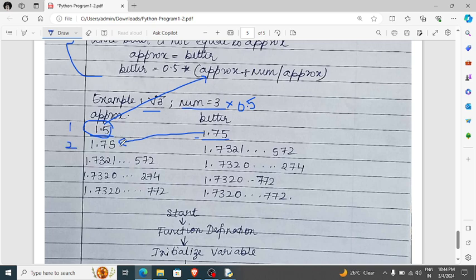Now approximate is 1.75. You again substitute this here in the place of approximate and find the better value. Now you get the better value as 1.7321 and some more digits, so I've kept it as dot dot dot, with the last three digits 572. Now these two are again not the same, so I transfer this number to approximate again for the third iteration.